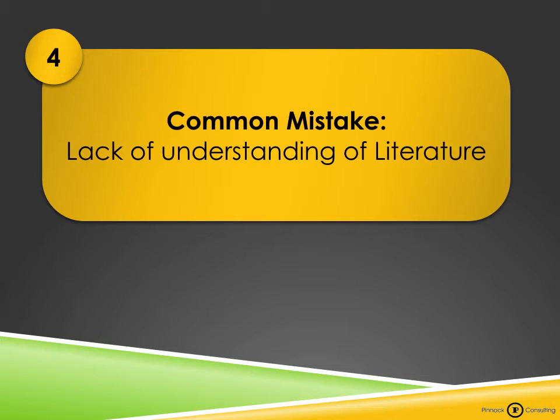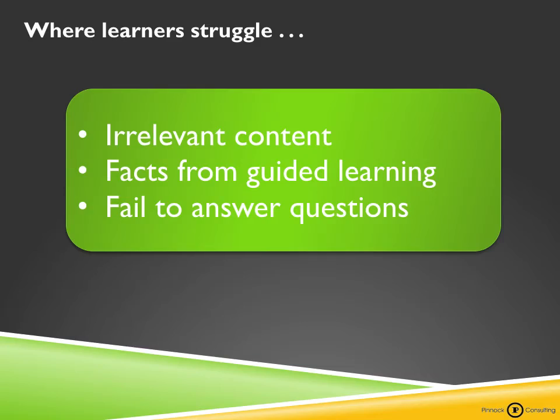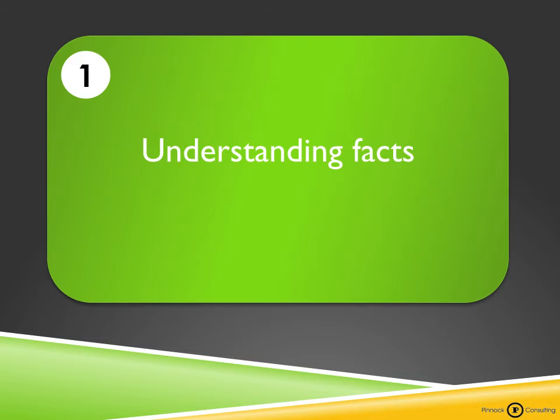And the fourth common mistake tends to be a trend throughout First Additional Language and Home Language, and that is that learners lack understanding of literature. Often learners give irrelevant content in the answer. They tend to put facts provided by guided learning and anything that they can remember from the book. And they fail to answer the actual questions that are being asked of them. And here's how we can help them. The first is emphasize the importance of understanding the facts and not just learning them off by heart. They need to be able to use these facts in the answers to their questions.